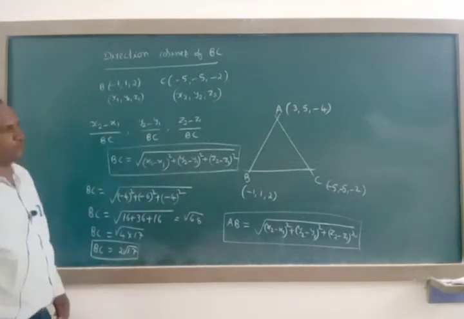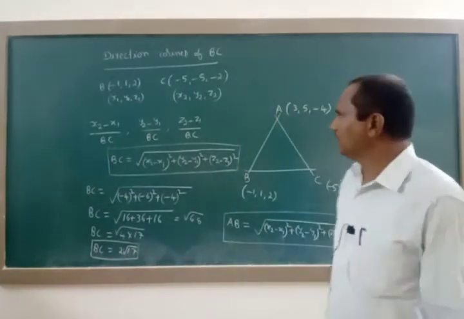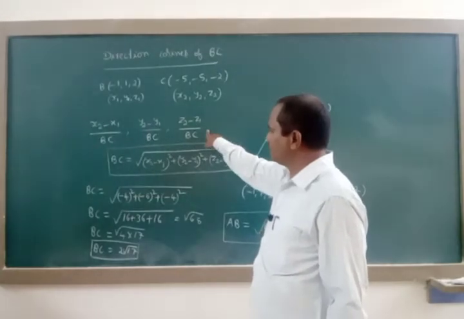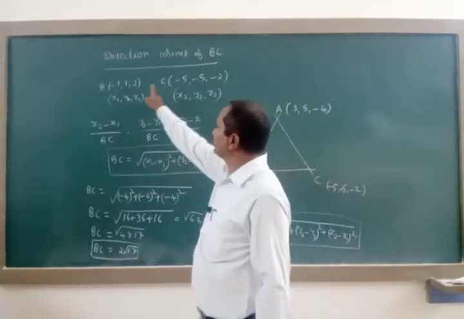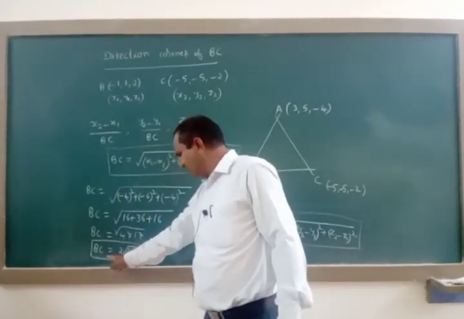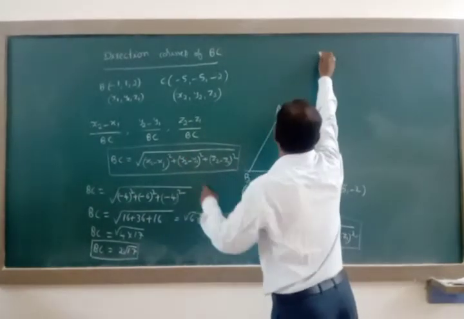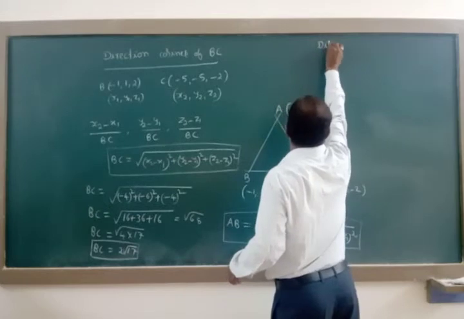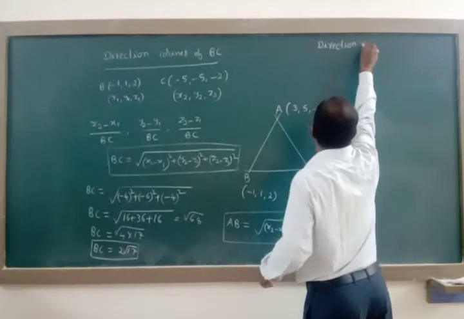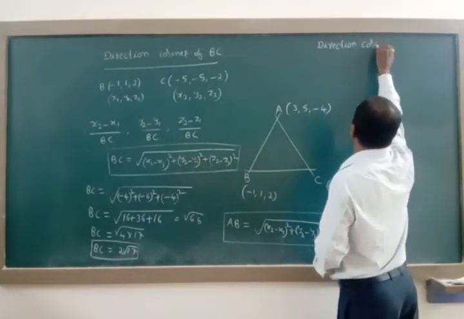Then afterwards you have to find the direction cosines of BC. That means we have to apply the formula of direction cosines. I told this formula, no? In this formula, substitute all the values, the 6 values of the line segment BC, along with the length of BC. That gives the direction cosines of BC.